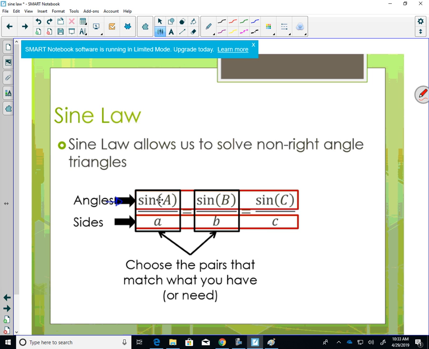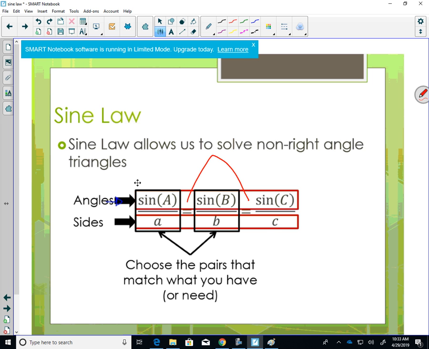Sine of A over a is equal to sine of B over b is equal to sine of C over c. Now, you might say, what's going on here, Mr. Bennett? There's two equal signs in there, right? This is sort of the main formula, and you pick the parts that you need. Choose the pairs that match what you have or what you need.